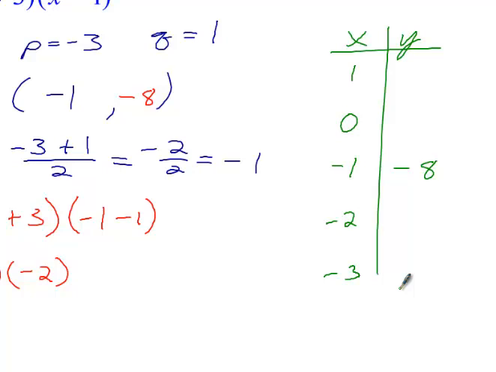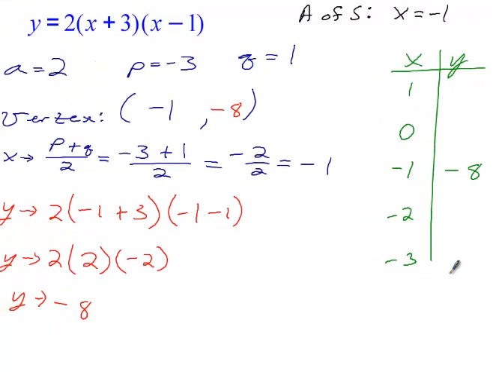So when I plug in the 0 here, what's 0 plus 3? 3. What's 0 minus 1? -1. So this becomes 2 times 3 times -1. So what's 2 times 3? Times -1, -6. Everybody okay with how I'm evaluating that?